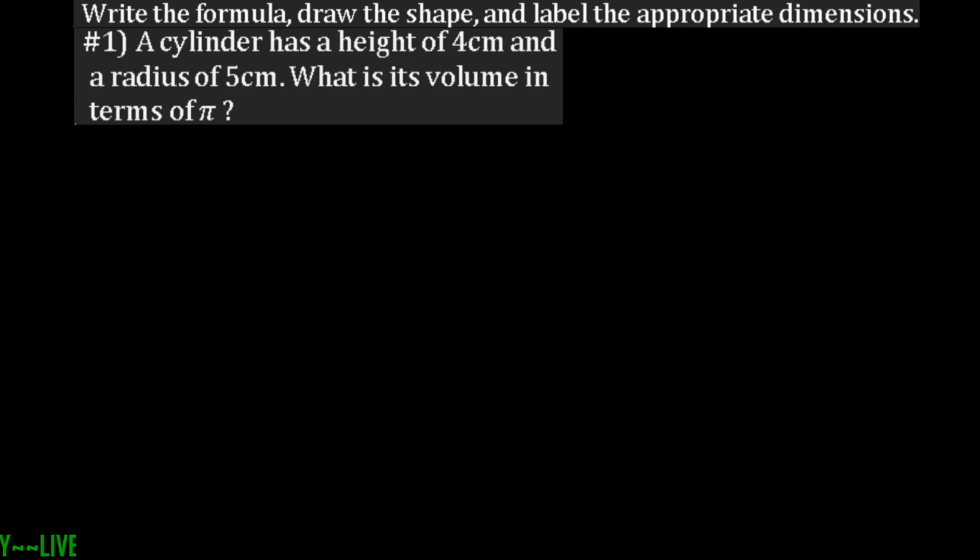Make sure you can do that for the first 6 problems. For number 1, it says a cylinder has a height of 4 centimeters and a radius of 5 centimeters. What is the volume in terms of pi? So remember, when we say in terms of pi, we can just leave it as that symbol. So what we can do first is draw this shape.